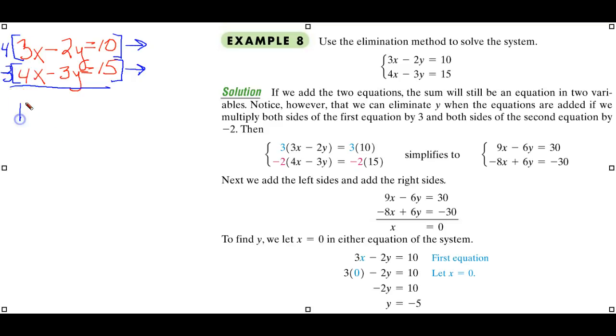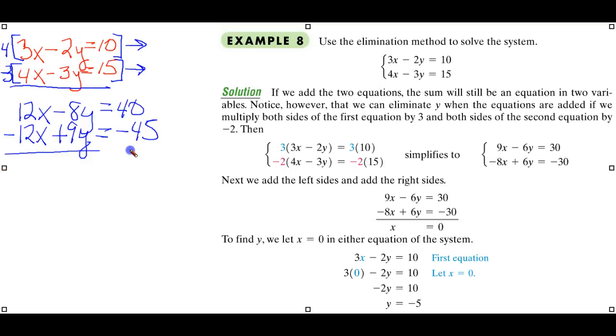So this is going to be 12x minus 8y equals 40. Now this one, again, I'd like to have it out here, but this is going to be a negative 12x. Remember, that's a negative 3 times this. Now negative times a negative gives me a positive here, 9y, and then negative 3 times 15 gives me a negative 45.